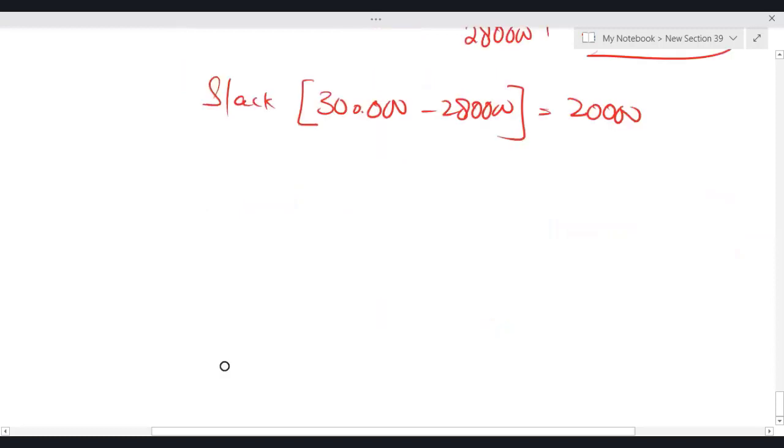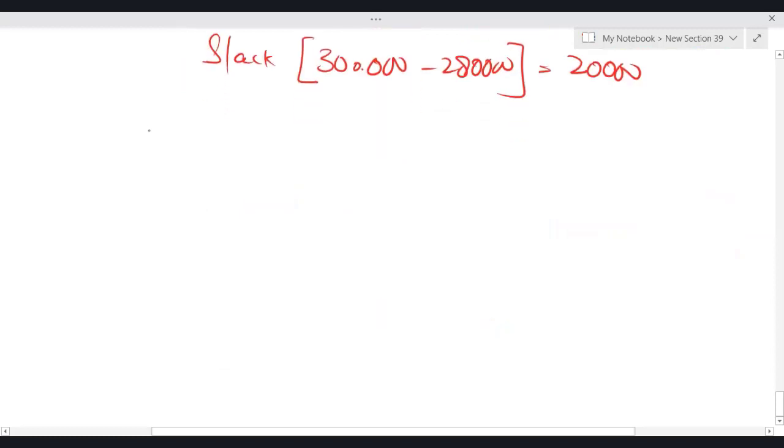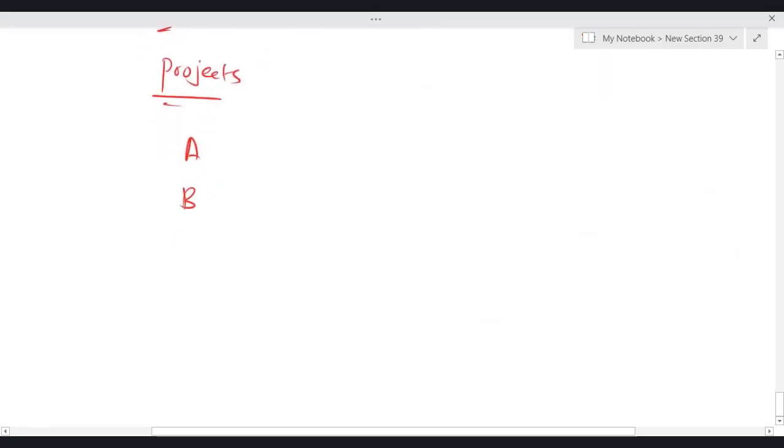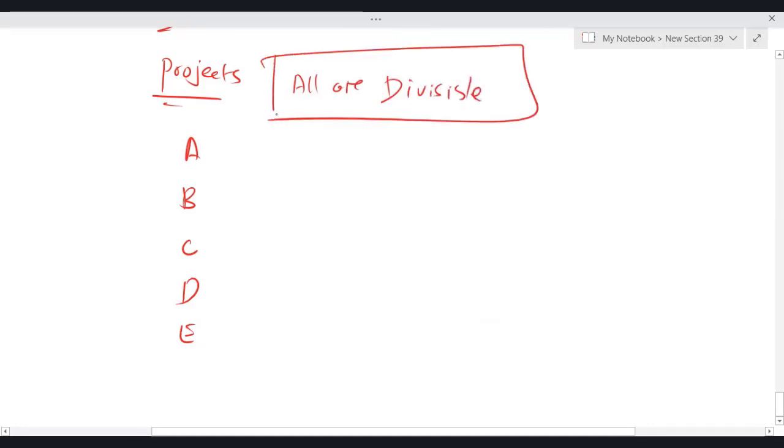Now, a very important concept. For example, we have projects A, B, C, D, and E, and that's it. These are the projects. All are divisible. Let's say all are. We know that when all the projects are divisible, we prepare the project mix by using the profitability index.